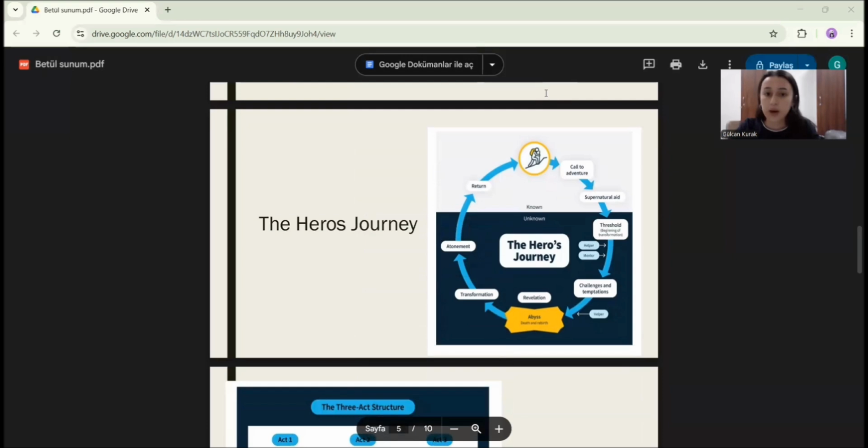While I'm speaking, by the way, you can look at this diagram and you can follow these steps. First of all, it starts with a hero that is an adventure. He faces a lot of problems, difficulties, and challenges. But with the help of a mentor, he can get over these difficulties and challenges. And so, at the end of this way, he can be a changed person.